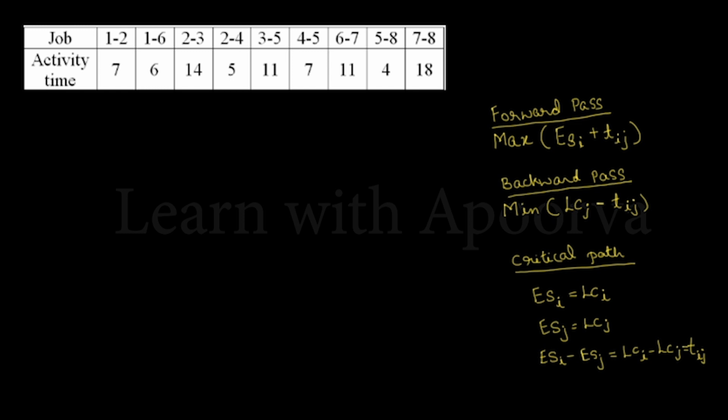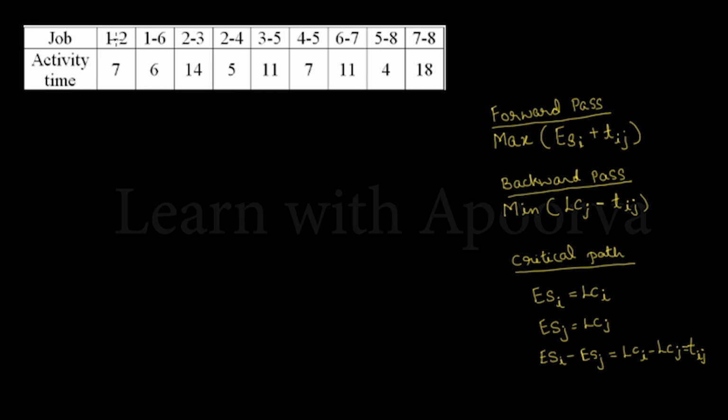Let's start with the network construction. So, this is the data that we had obtained from the previous video. We estimated the activity time for each activity here. So, using this data, I am going to construct the network and then we will perform forward pass, backward pass and we will identify the critical path. So, we will start from the first activity.